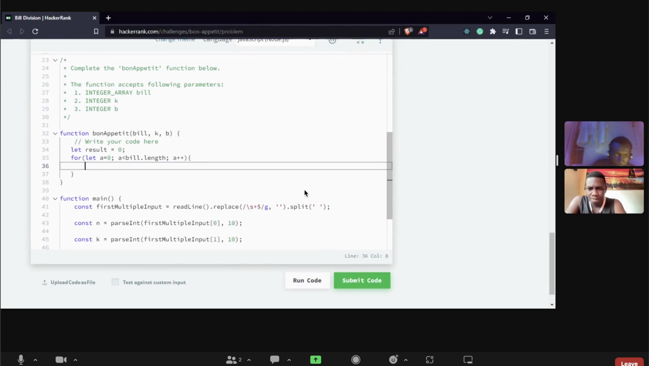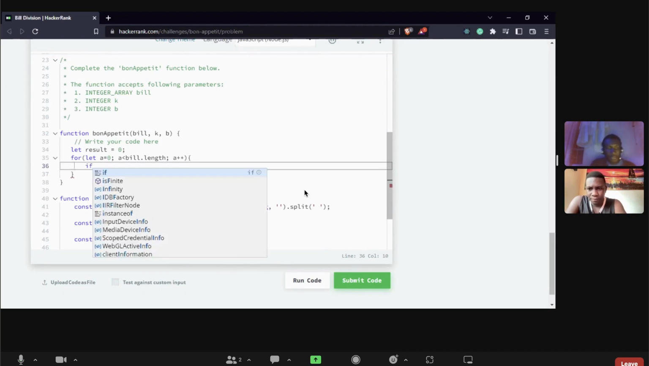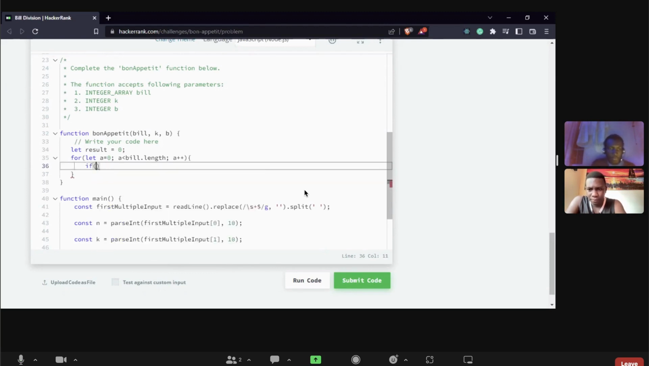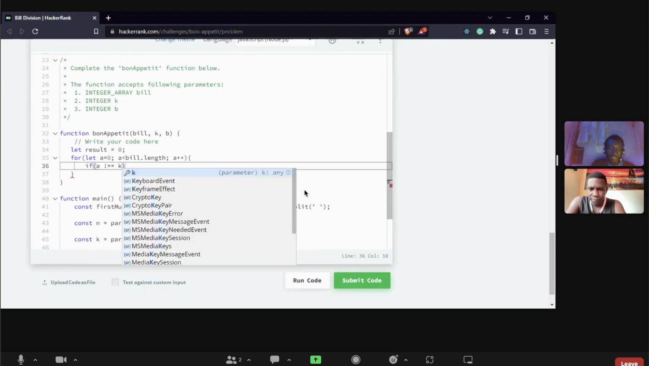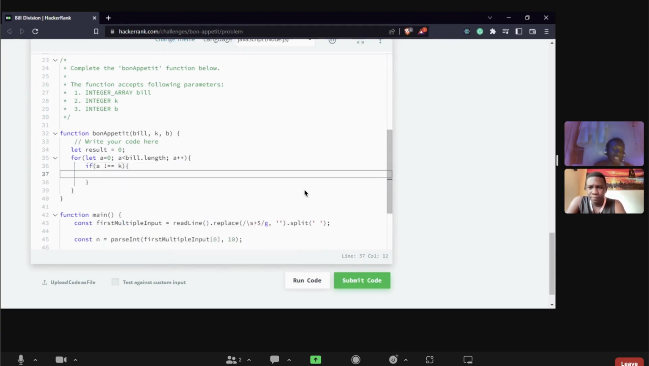And the other thing is that, of course, we want to sum everything that is not in the index of K. So we are saying if our A is not equal to K. So by that it is like filtering. So this means we have the index which is not equal to K. So any other index that is not the K. Yeah. That's what we have.